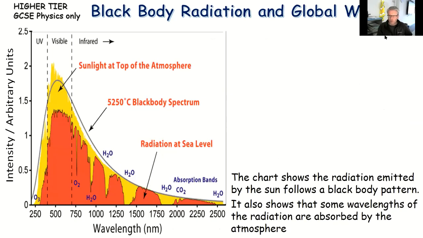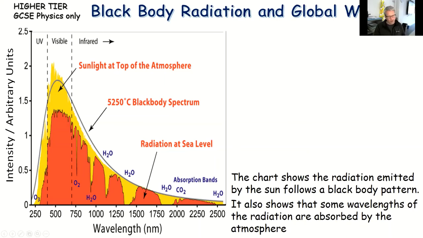Well, how does this all link to global warming then? Well, you can see the same graph just there. You've got the same distribution, but this is the radiation that is emitted by the sun. You can see that we've got the perfect spectrum as shown by the gray line just there. And the sun's distribution of waves is very much the same. It follows that same pattern.